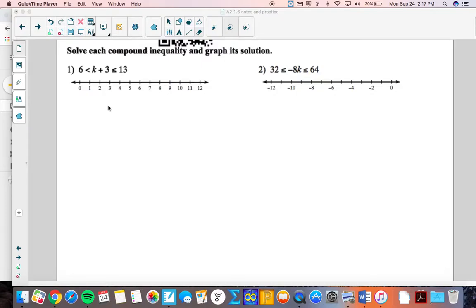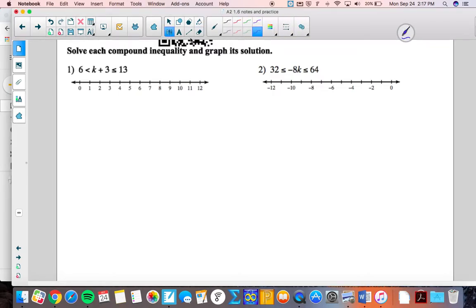This is the second part of worksheet 1.6. So this is solving compound inequalities and graphing the solutions. These compound inequalities are probably the more difficult ones for many people.